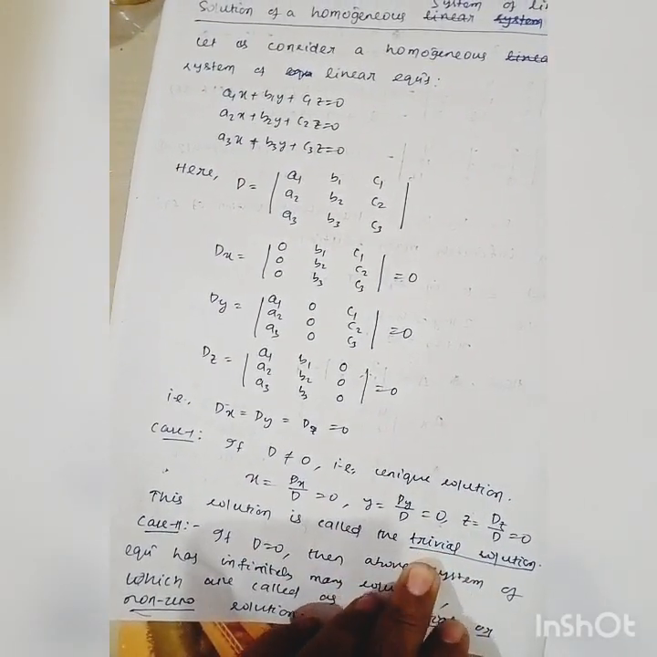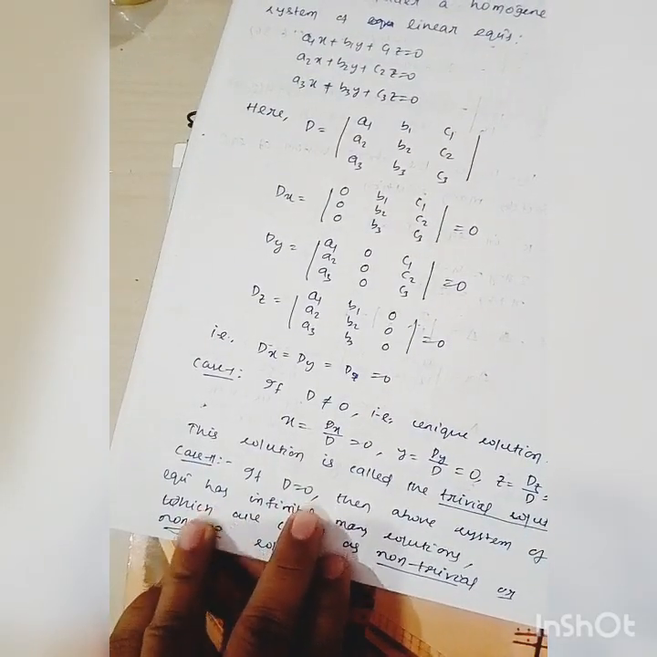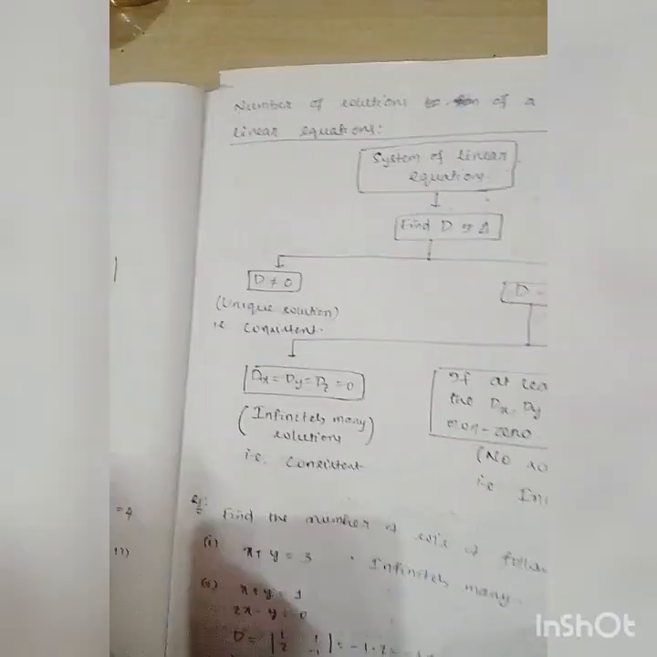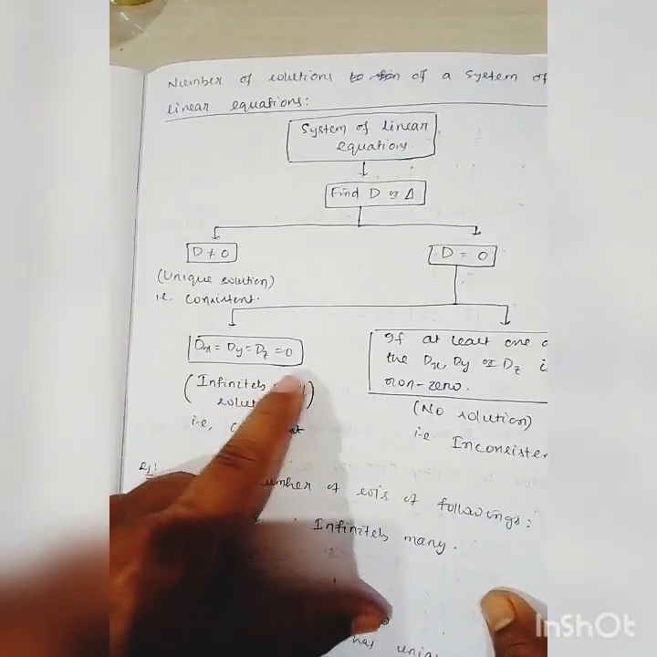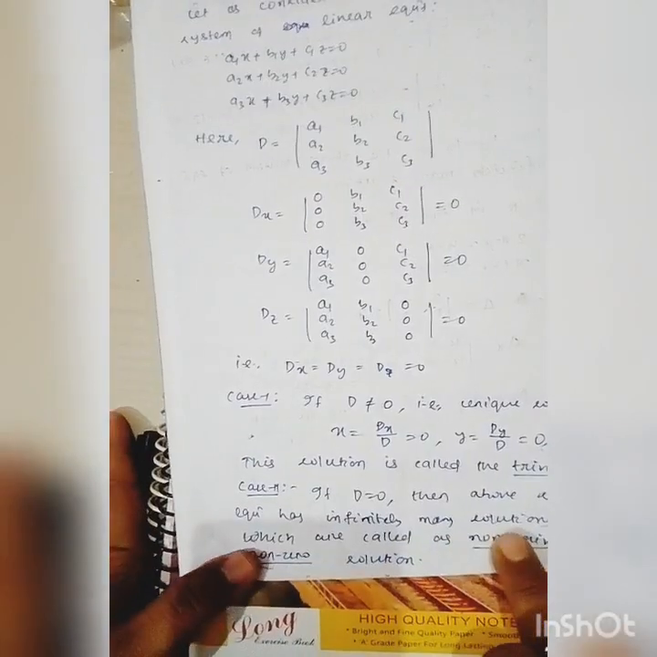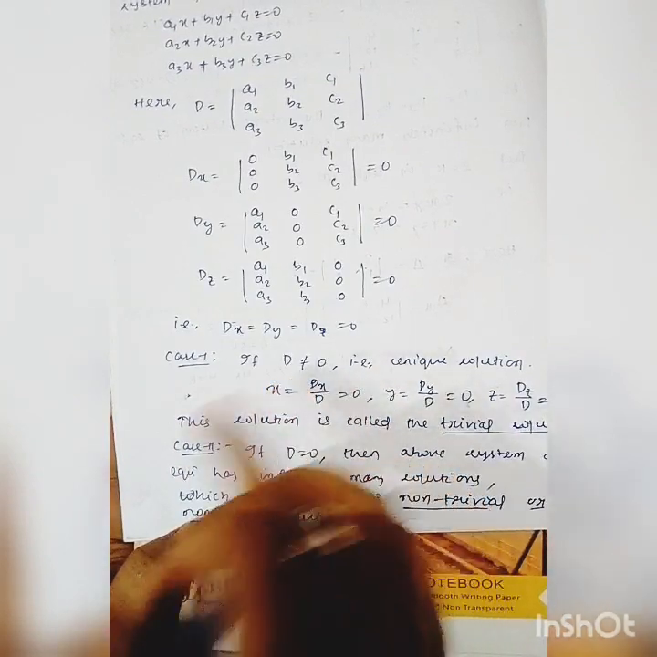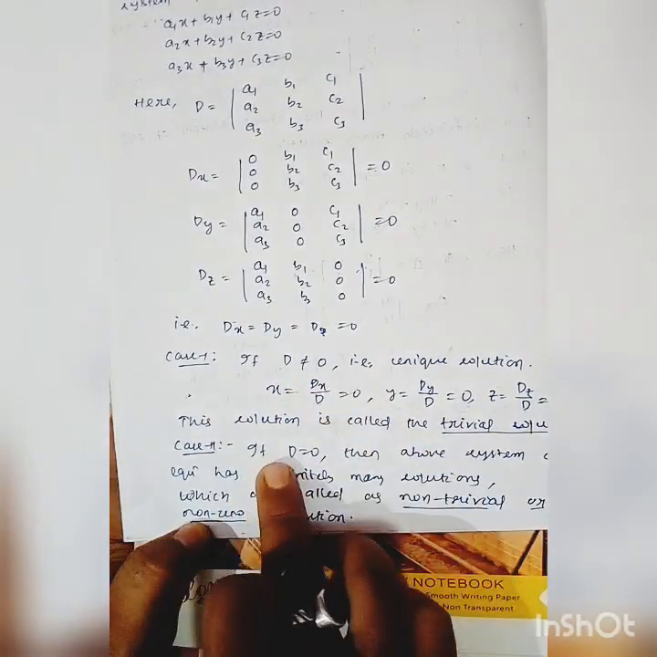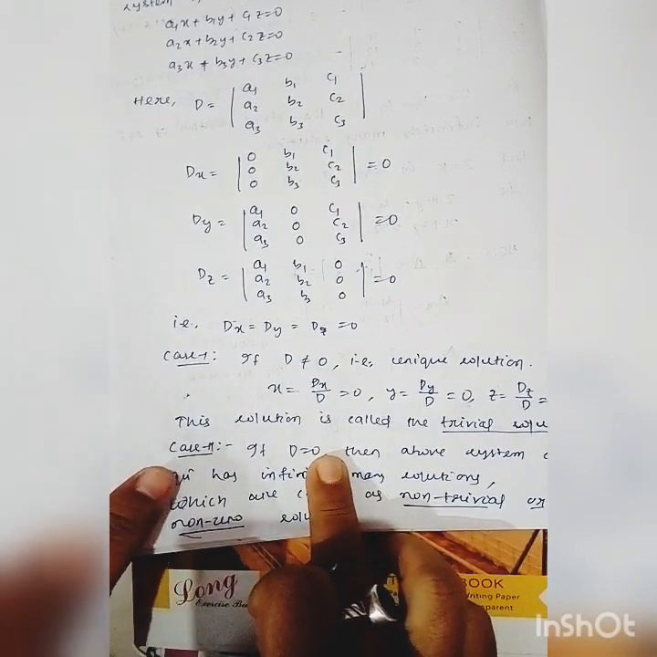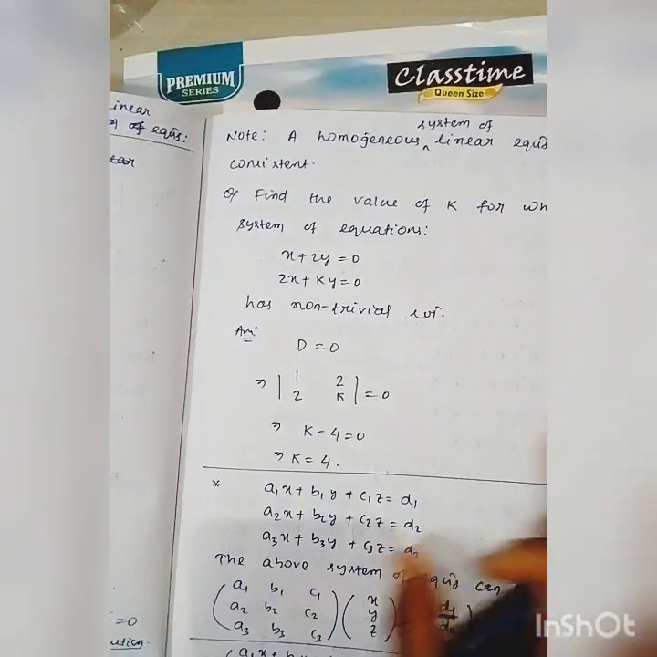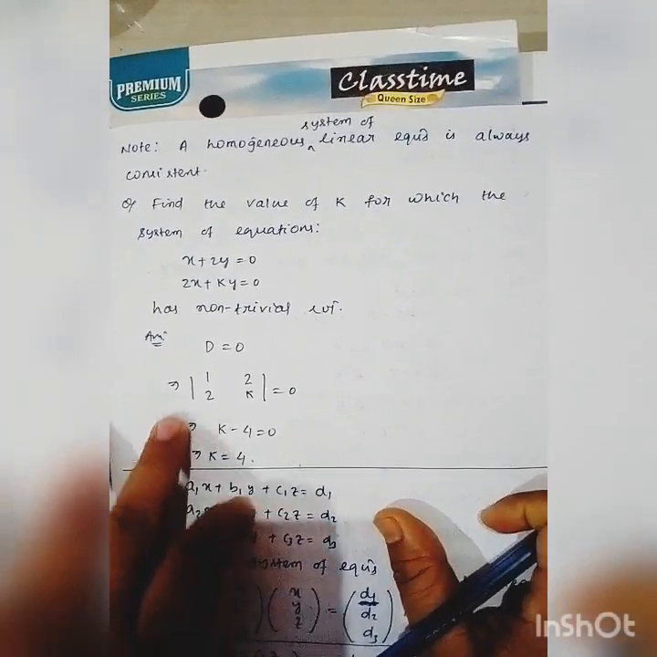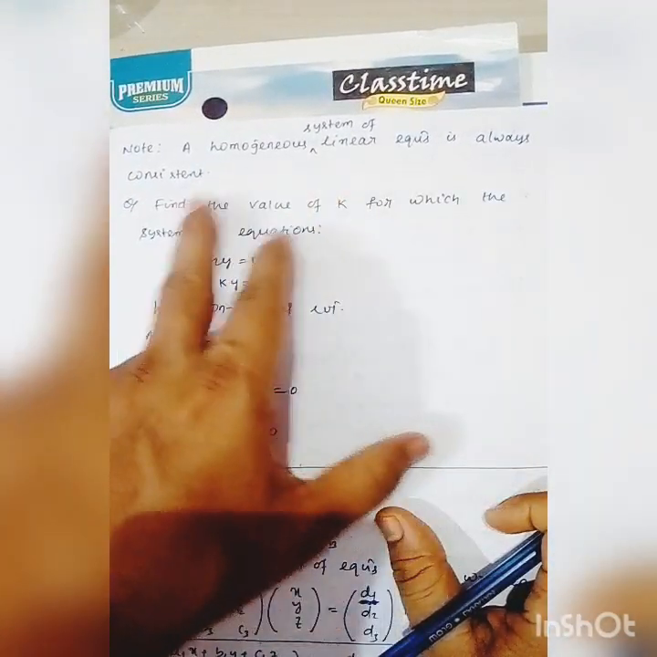Similarly, if d equal to 0, the above system of equation has infinitely many solutions, as you know from the algorithm. Here dx equal to dy equal to dz equal to 0 and d equal to 0, so obviously infinitely many solutions, which are called non-trivial or non-zero solutions. So a homogeneous system of equation has a trivial solution if d not equal to 0 and non-trivial solutions if d equal to 0. So obviously a homogeneous system of linear equations is always consistent. It may be unique, may be infinitely many. The most important thing, a homogeneous system of equation is always consistent.